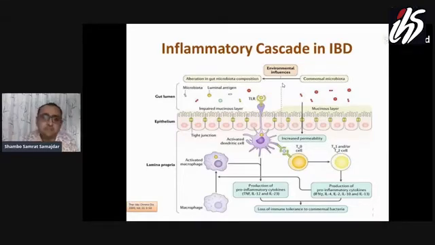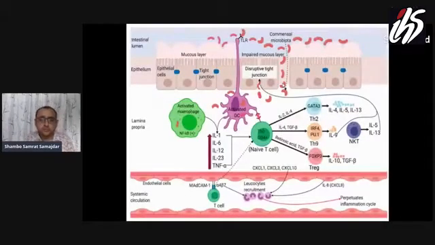So we have some inflammation or autoimmunity. Here also the focus is on how the other inflammatory cytokines disrupt the tight junction in the epithelial cell.